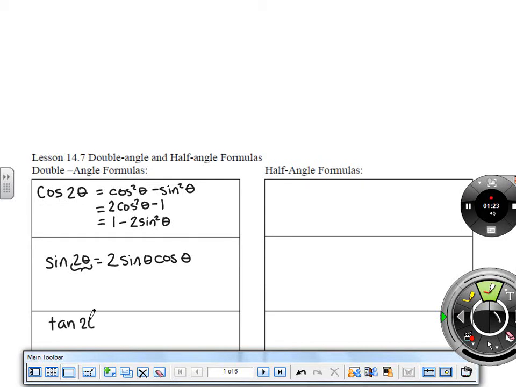So the tangent of 2 theta equals 2 times the tangent of theta over 1 minus tangent squared theta.